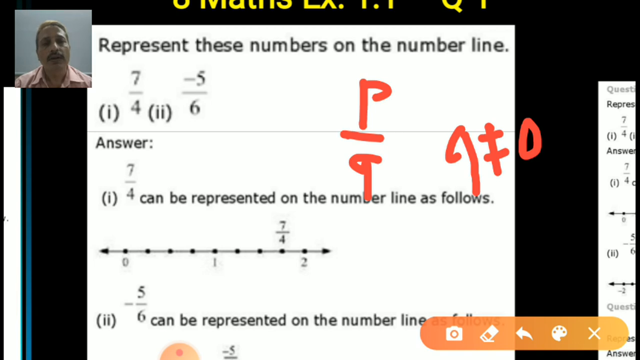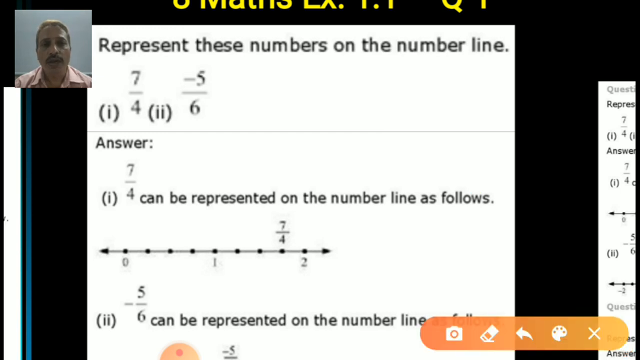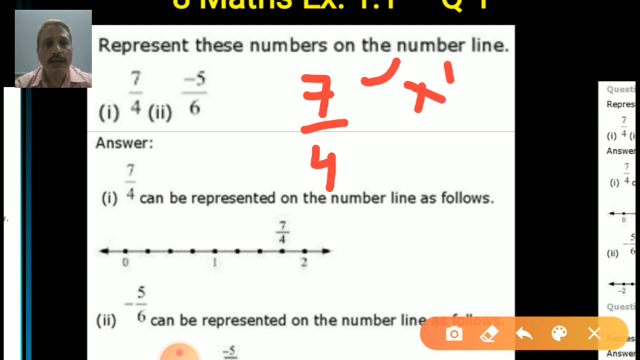So in our example, the first rational number is 7 upon 4. Before representing this number on the number line, we should check whether 7 upon 4 is a proper fraction or an improper fraction. Yes, my dear students, this is an improper fraction. How do we say this? Because the numerator is bigger than the denominator. So that's an improper fraction.